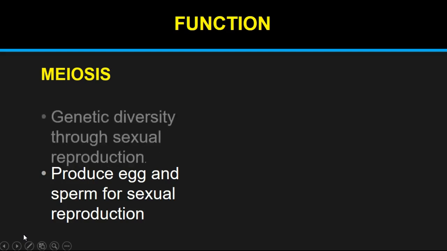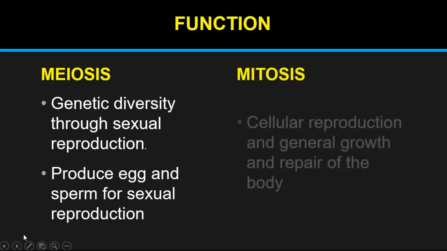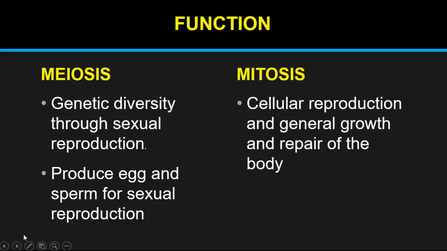The function of meiosis is genetic diversity through sexual reproduction and to produce egg and sperm for sexual reproduction. And the purpose of mitosis is cellular reproduction and the general growth and repair of the body.